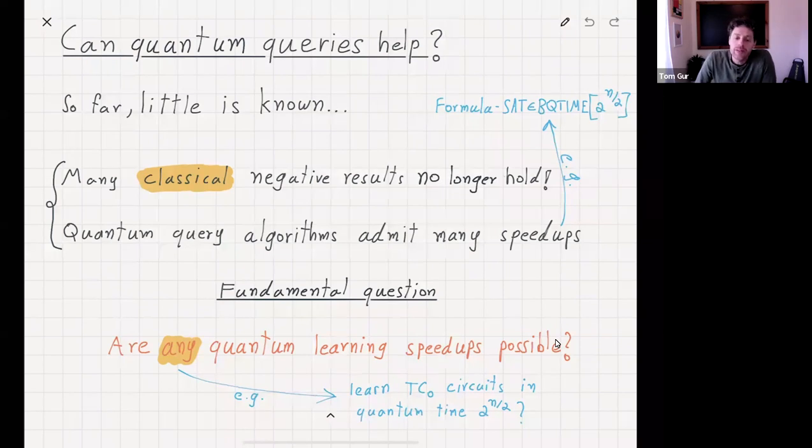And our fundamental question is, can we do anything using quantum learners? Can quantum learners get us this type of quadratic improvement as we get for SAT? So for example, suppose that we have a TC0 circuit. We know nothing of how to learn non-trivially this class, but can we get even tiny improvement using a quantum algorithm?